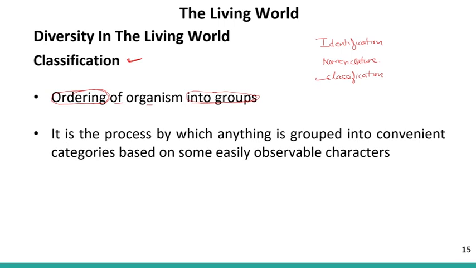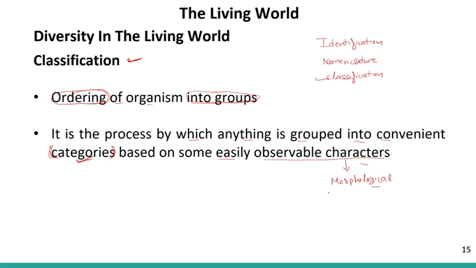Now, it is a process by which anything is grouped into convenient categories. It is the grouping of the organisms into categories based on some easily observable characters. So depending on the characters, suppose we take the morphological characters, the organisms can be grouped into convenient categories. Means we can organize them or arrange them in different categories.